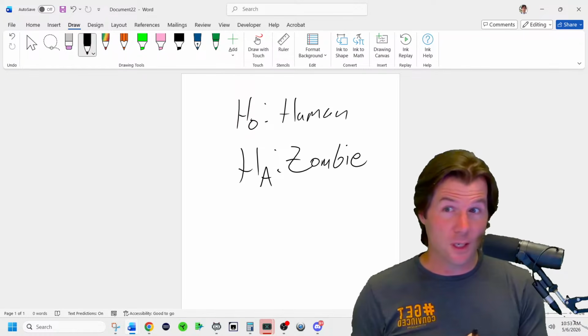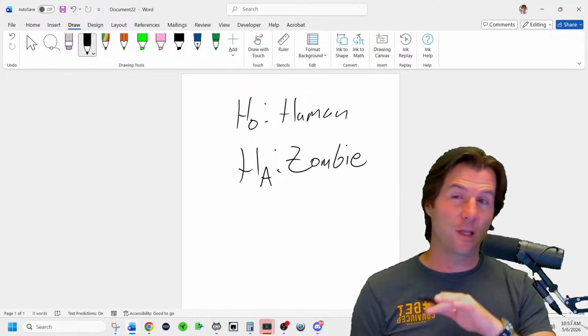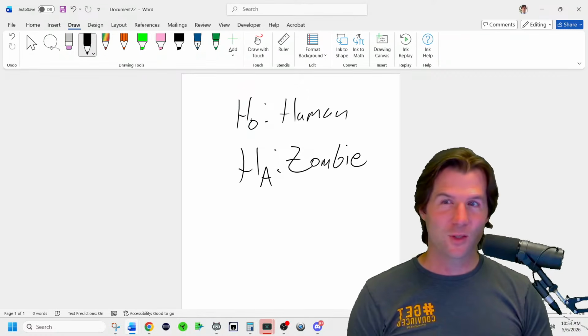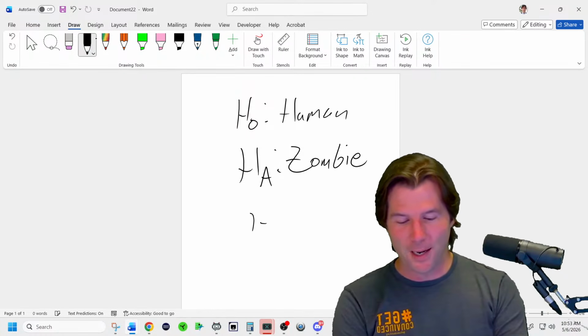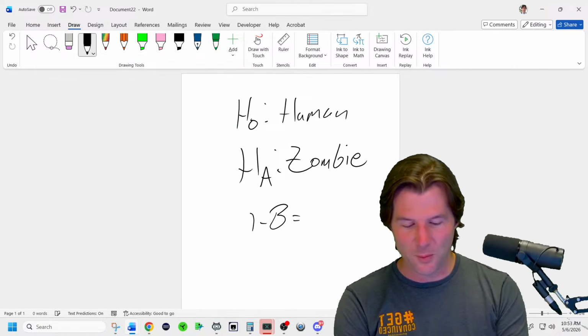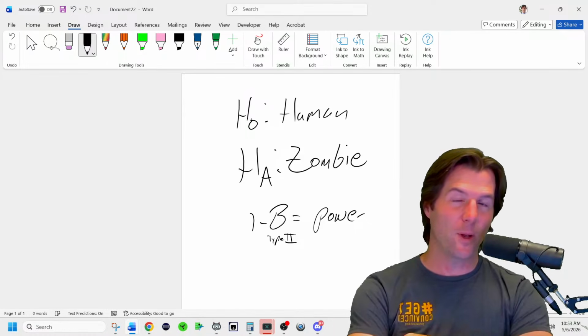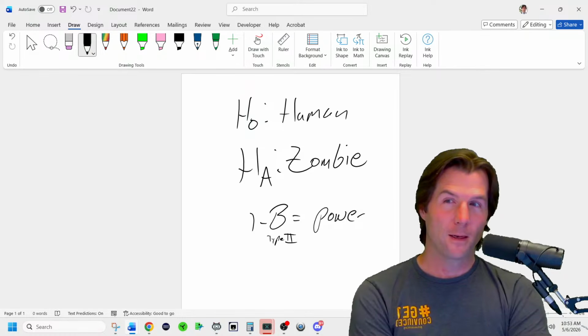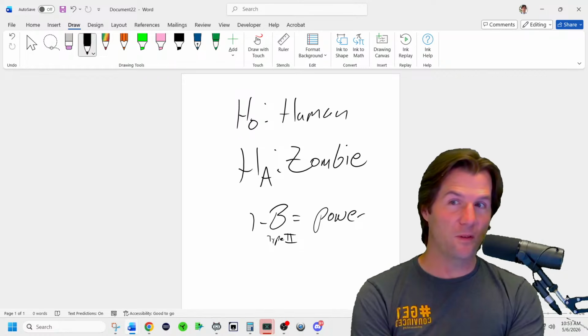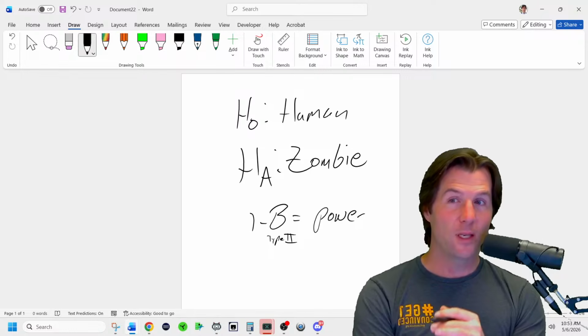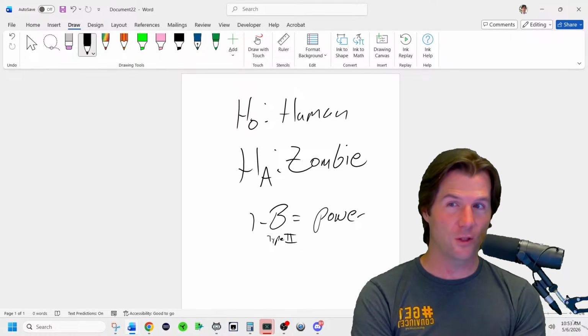Well, power isn't a type 2. Power is the complement of a type 2. So 1 minus beta is equal to power, where beta is the type 2 error. So let's think about a powerful test right here. You ready? A powerful test would be defined as one that can find zombies. Does that make sense? Because the power of a test is the ability to correctly reject the false null.